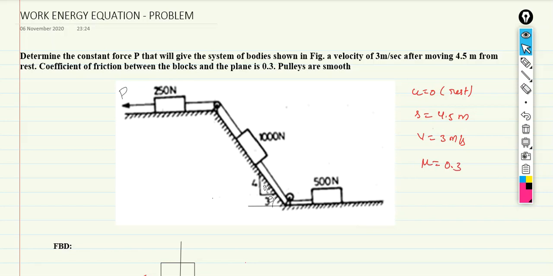0.3. So here the first weight is 250 newtons, the second weight is 1000 newtons, the third weight is 500 newtons, and we have a slope that is 4 is to 3. Assume this is angle theta, and automatically this is also angle theta. Then tan theta is equal to opposite side over adjacent side, 4 by 3, then theta is equal to tan inverse of 4 by 3, then theta is equal to 53.13 degrees, right? So that is the unknown value.